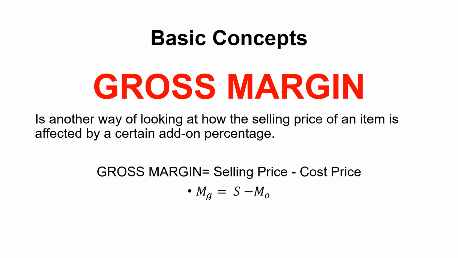Let's have the gross margin. So when we say gross margin, it is another way of looking at how the selling price of an item is affected by a certain add-on percentage. Gross margin is denoted by M sub G. For us to get the gross margin, it is selling price minus cost price.